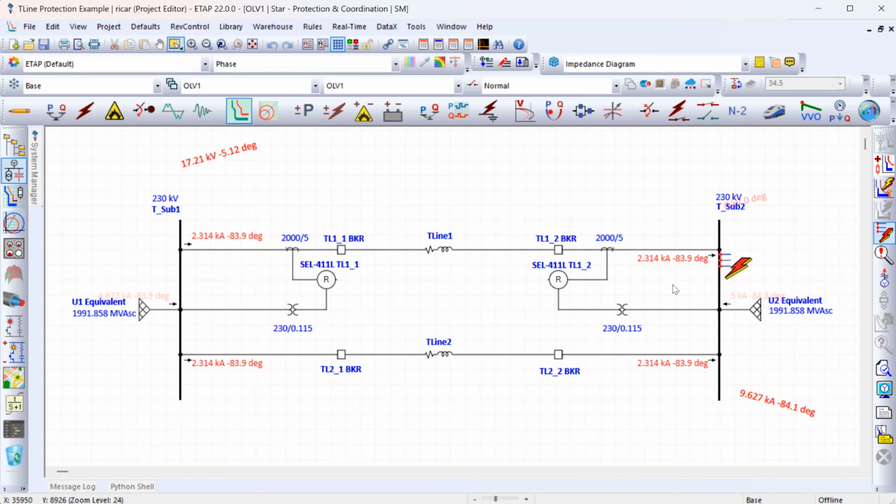So let me go ahead and place a three-phase fault on this substation on the right. And in this case, we see that the current at terminal TL1_1, so this terminal over here, and terminal TL1_2, this one over here on the right, the currents at both terminals is exactly the same. In other words, the current that enters the transmission line on one side, in this case on the left side, is going to exit on the other side, again in this case on the right side.